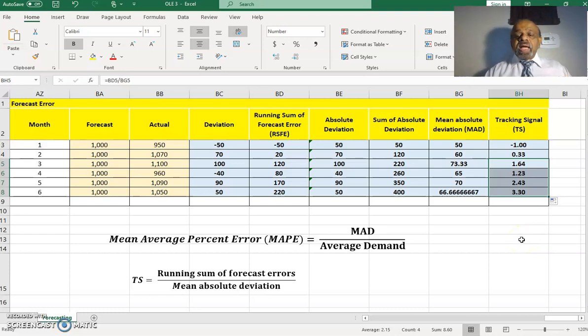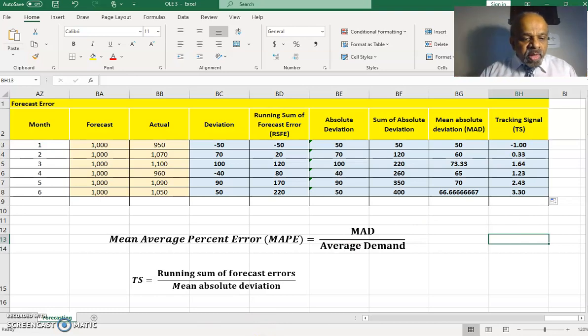So I can see that this forecast was really good. This forecast was very good also. This forecast was not that good, but because I have some extra ones before, my tracking signal is positive. That's what is happening here. So this is how you calculate the tracking signal. Okay, that ends chapter 3. So we'll go to chapter 4 next.